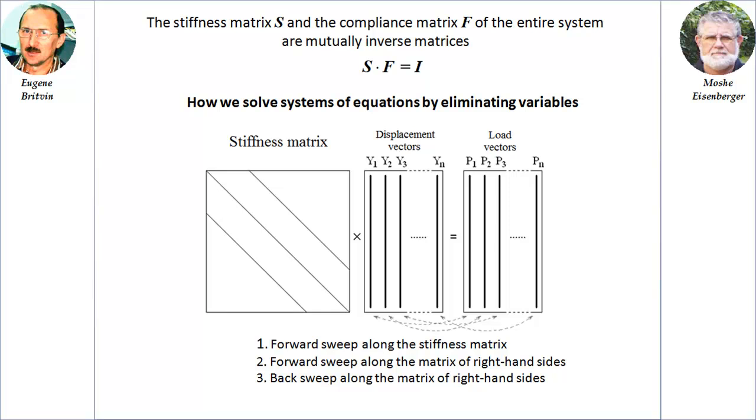To calculate the flexibility matrix F, we will consider the equation as a system of n equations with n columns of right-hand members. The ith column of the right-hand sides in the initial state contains a 1 in the ith position. All other elements of the ith column in the initial state contain zeros. We divide the procedure for solving this equation into 3 stages. The first is the reduction of the stiffness matrix S to the triangular form by the Gauss method. The second is the direct Gaussian sweep on the matrix of right-hand sides. Third, reverse Gaussian sweep on matrix I.